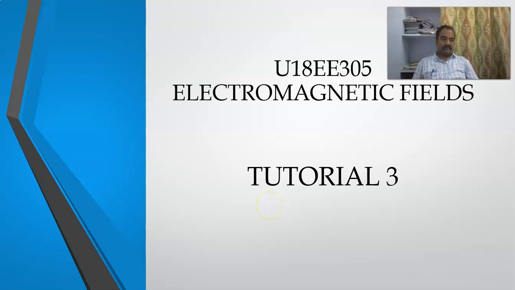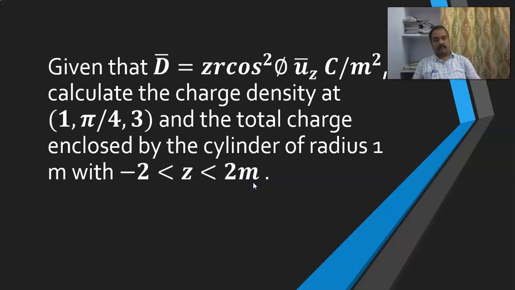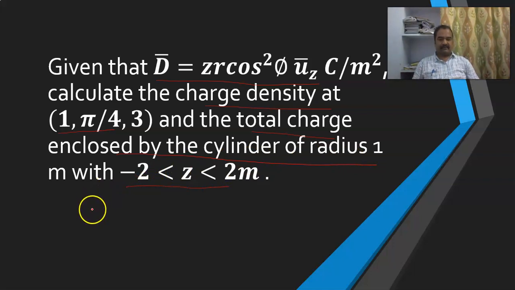In this video lecture, I will be discussing the problems which were given in tutorial number 3 of the EMF course. Coming to problem number 1. Problem number 1 states that given the electric flux density D, calculate the charge density at this point and also the total charge enclosed by the cylinder of radius 1 meter with Z varying. Now if you carefully see what is given, D has been given.